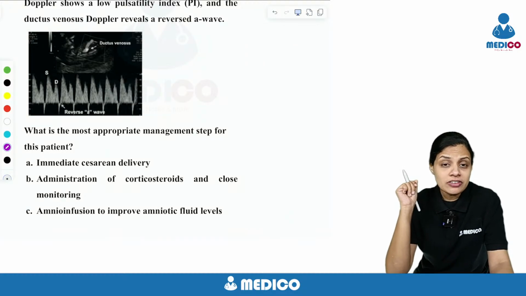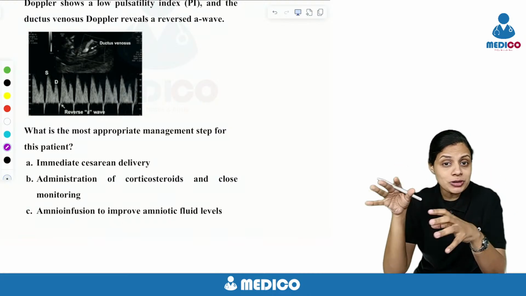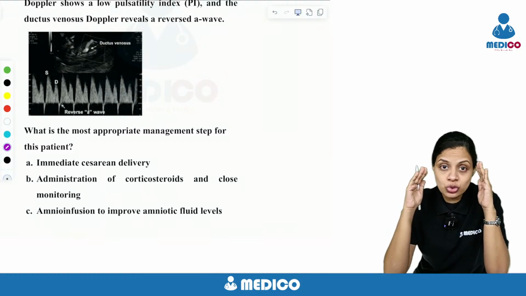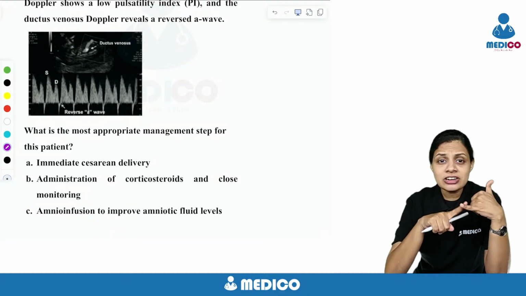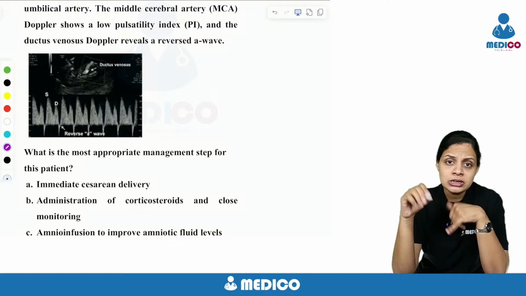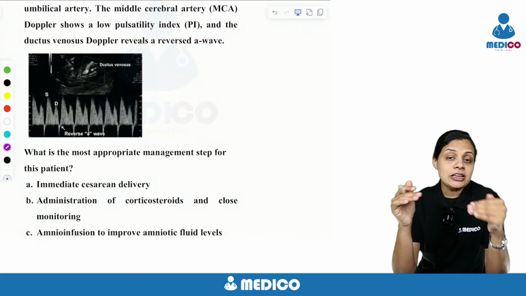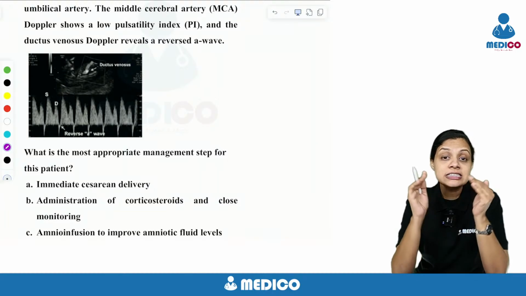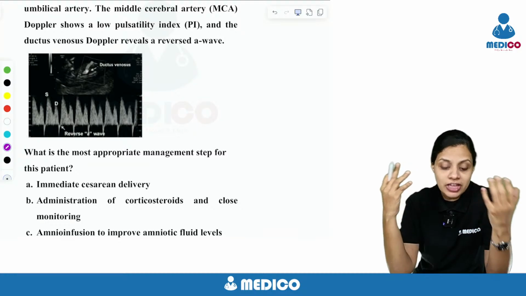Again, whenever Dopplers are given in the question, whatever comorbidities have been mentioned, immediately your attention should go to the Dopplers. They usually will never give a ductus venosus Doppler. Here they have mentioned a ductus venosus Doppler. Why did I say that they don't give? Because any change happening in the ductus venosus Doppler is a terminal event. You can expect an intrauterine fetal demise very soon.